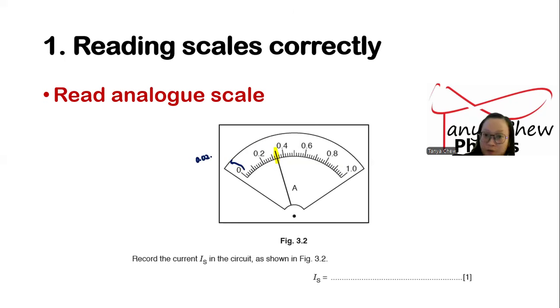0.02. You just say 0.2 divided by 10. So the smaller scale or the sensitivity of this analog ammeter is 0.02 ampere. Do you see that? So now this is 0.0, this is 0.3, and then this is 0.32, this is 0.34. So the reading given here is 0.34, and don't forget the unit in order for you to gain that 1 mark.